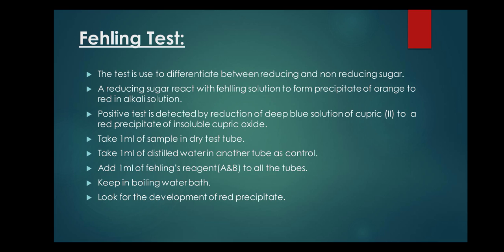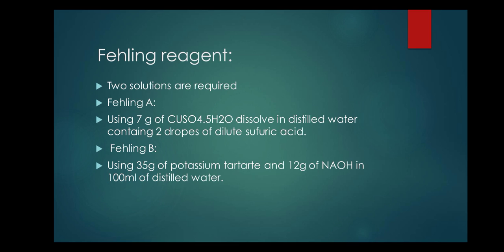Take 1 ml of distilled water in another tube as a control. Add 1 ml of Fehling reagent A and B to all the tubes. Keep in boiling water bath. Look for the development of red precipitates. Fehling reagent is a reagent which is used in the Fehling test.